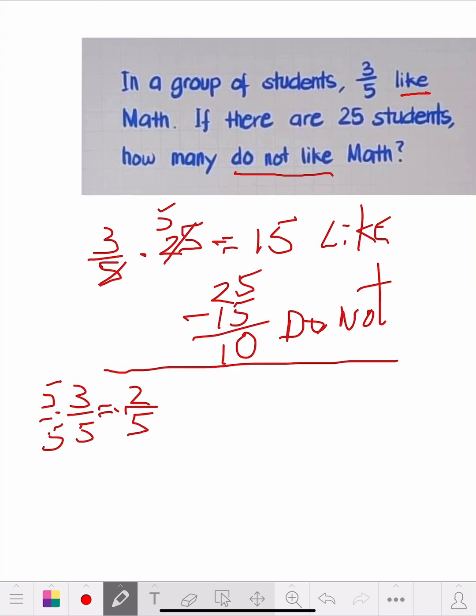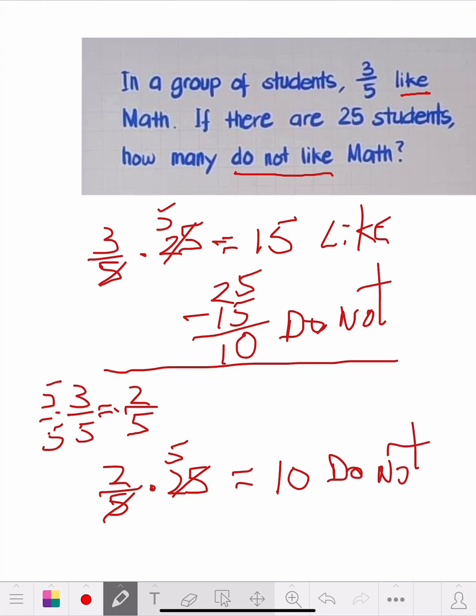Now, I just take the 2/5 times 25. The 5 goes here, 5 goes here, 5 times 2 equals 10. Do not. You see how I just saved myself a step by doing it like that? Quickly in my head, I know that 5/5 equals the whole class, and that means 2/5 of the class don't like it, so I just saved myself a subtraction step.